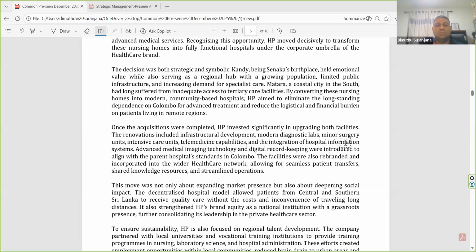So now see this, the people in Matara and Kandy were able to get quality care now at a convenient price. At the same time, that saves their traveling time to go to Colombo. Long distance traveling was avoided. So it also strengthens HP's brand equity. You know what brand equity is, the brand value, right? You are trying to calculate the value of a brand in this context.